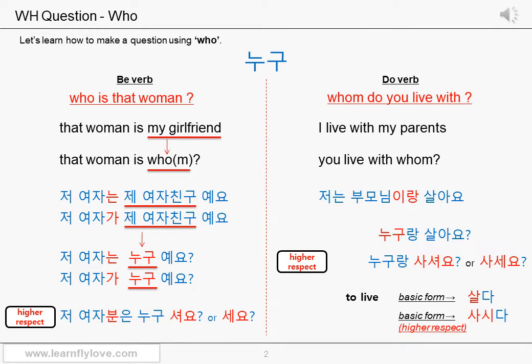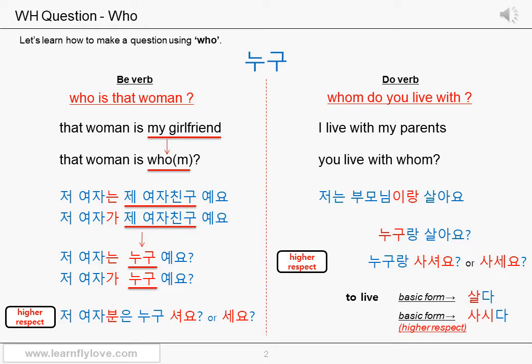I live with my parents. The basic form of the verb live is 살다. Have you seen this verb? Now you do. The stem 살 has the yang vowel 아. Therefore, you should use 아요. 살아요. It's a present simple tense form with the honorific suffix 요.